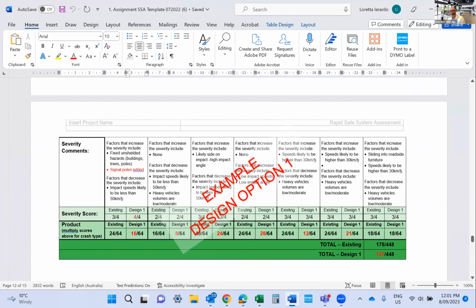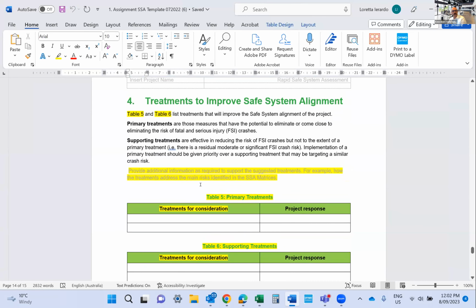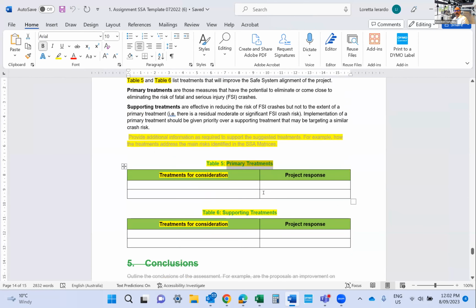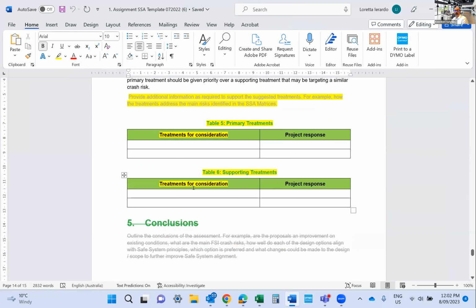Examples are there. Then you come up with treatments for consideration. Two tables. Primary treatments is table 5. Supporting treatments is table 6. So those are ideas to say, okay, they've proposed a set of traffic signals at Market Street, Clarendon Street there. What could we recommend to make that even safer?